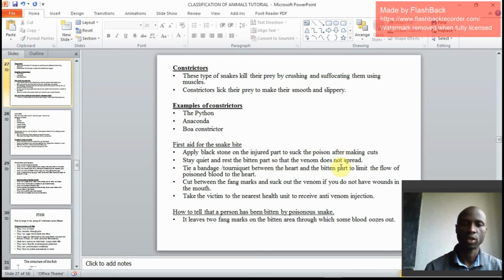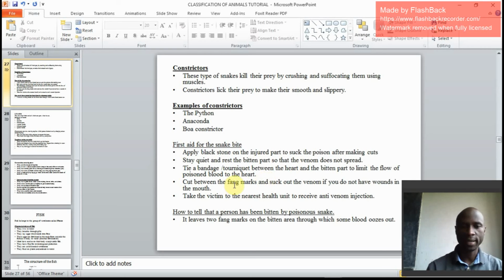It's better actually to hold, as we are going to see on number 3. We tie a bandage or tourniquet between the heart and the bitten part to limit the flow of poisoned blood to the heart. We use a tourniquet to prevent blood containing poison from going to the heart.